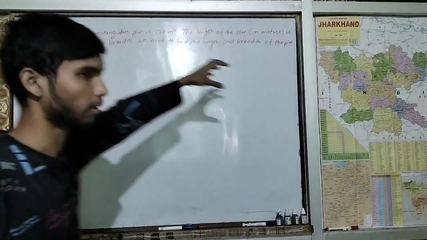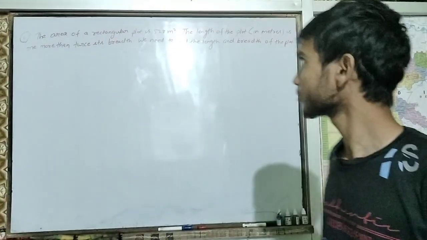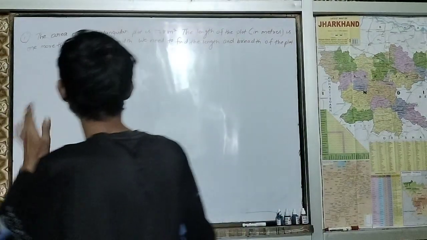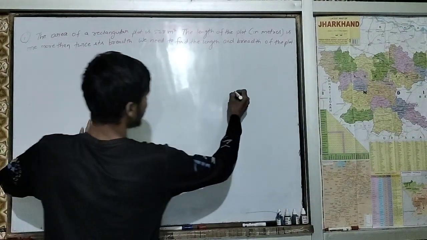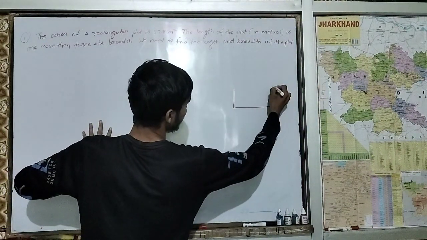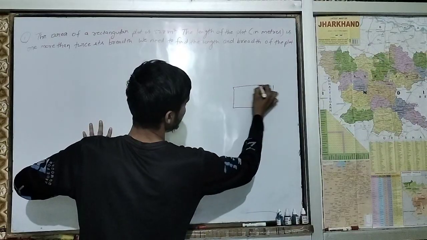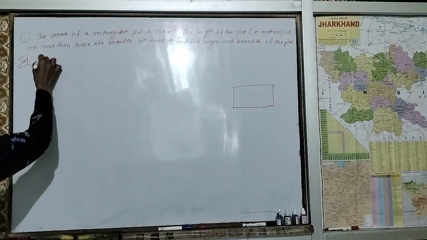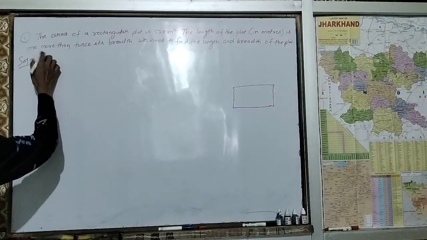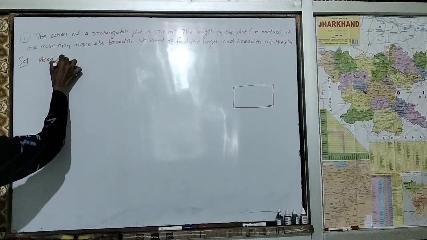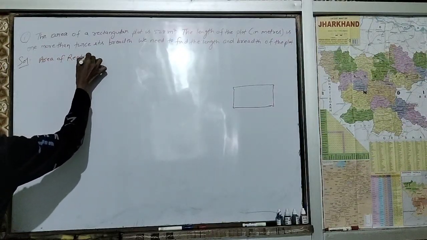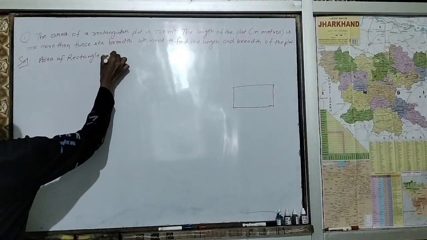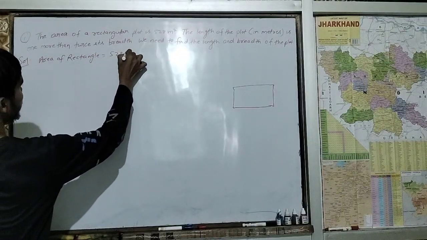The area of a rectangle is given already. Whatever is given, you can write it. Rectangle looks like that. So the area of a rectangle is given, which is 528 meters square.